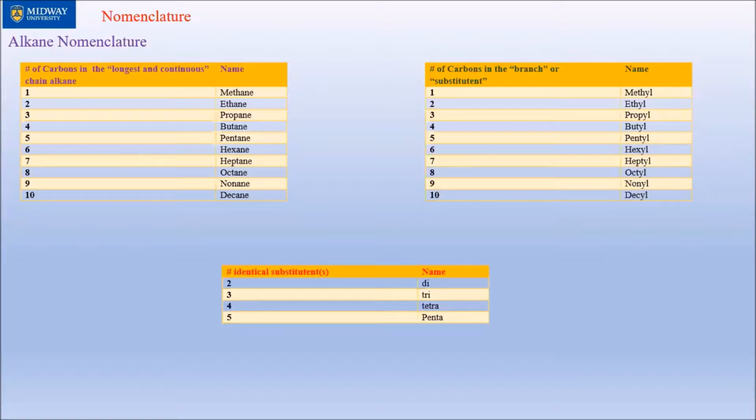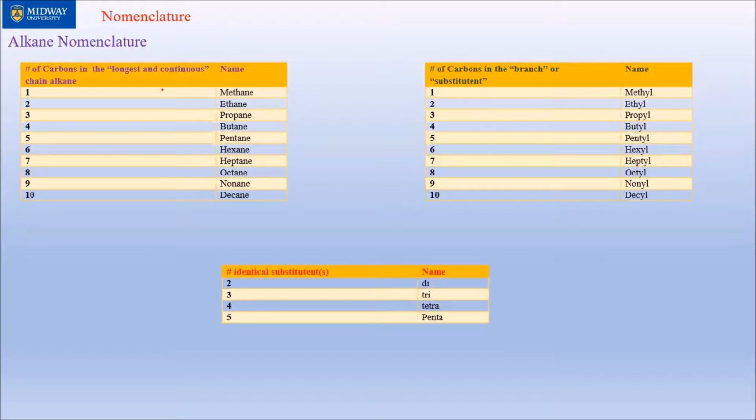Now, I have given these three tables, okay? How much you have to memorize, I'll leave that up to you. I don't think you have to really memorize anything after a couple of times you practice, but there are three tables. Let's start with the first table on the very top, and the title is number of carbons in the longest and continuous chain alkane, right?